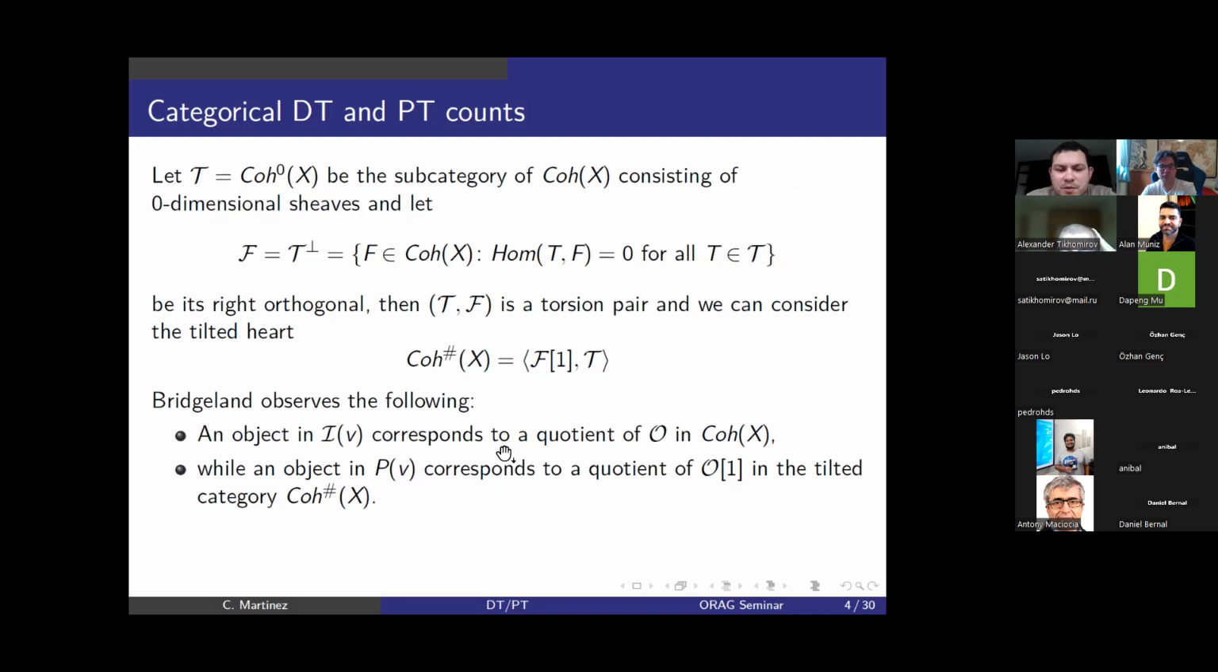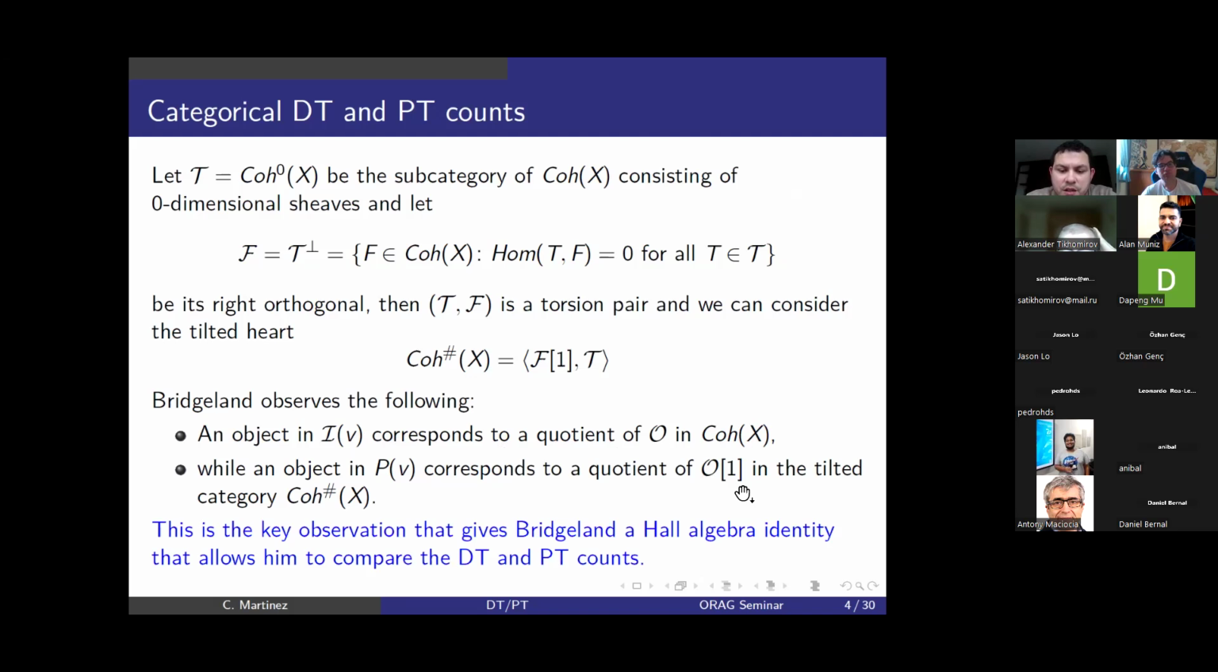So the DT corresponds to, somehow I can relate this Hilbert scheme to quotients of O in coherent sheaves, and the PT invariants are quotients of O shifted by one in this tilted heart. And this is actually the observation that allows Bridgeland to get this whole algebra identity that ends up finally proving this DT/PT correspondence, right?